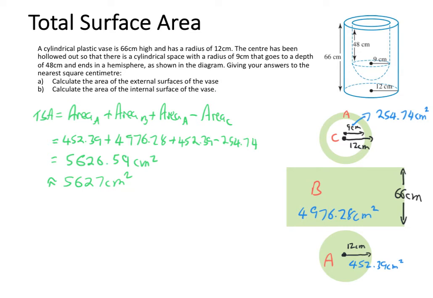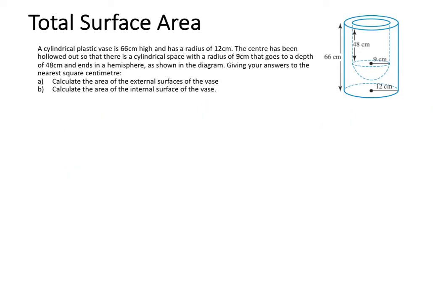5,627 centimeters squared. So now we can move on to part B, and that is to calculate the area of the internal surface of the vase, and we're going to follow a similar process. We are going to draw a net that breaks down the shapes into its individual 2D shapes and then add them together to find the total surface area.